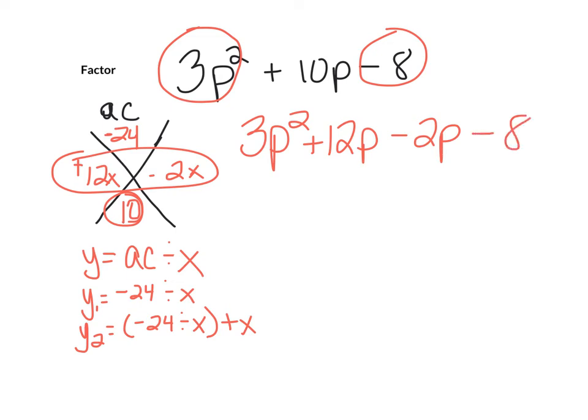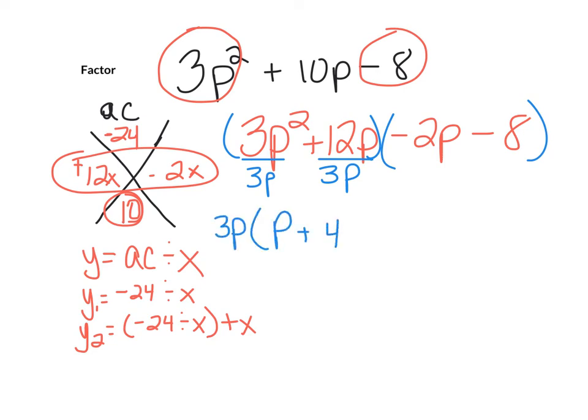Go ahead, I'm going to change my colors and let's regroup these. 3p squared plus 12p, my GCF is going to give me 3p. Put 3p out front, and I'm going to have p plus 4 left. On the back side, the guy that you really want to pay attention to is that negative sign. I make sure that I pull that out with whatever my GCF is. In this case, it's going to be a negative 2. Negative 2 comes out front. What am I left with is p plus 4.